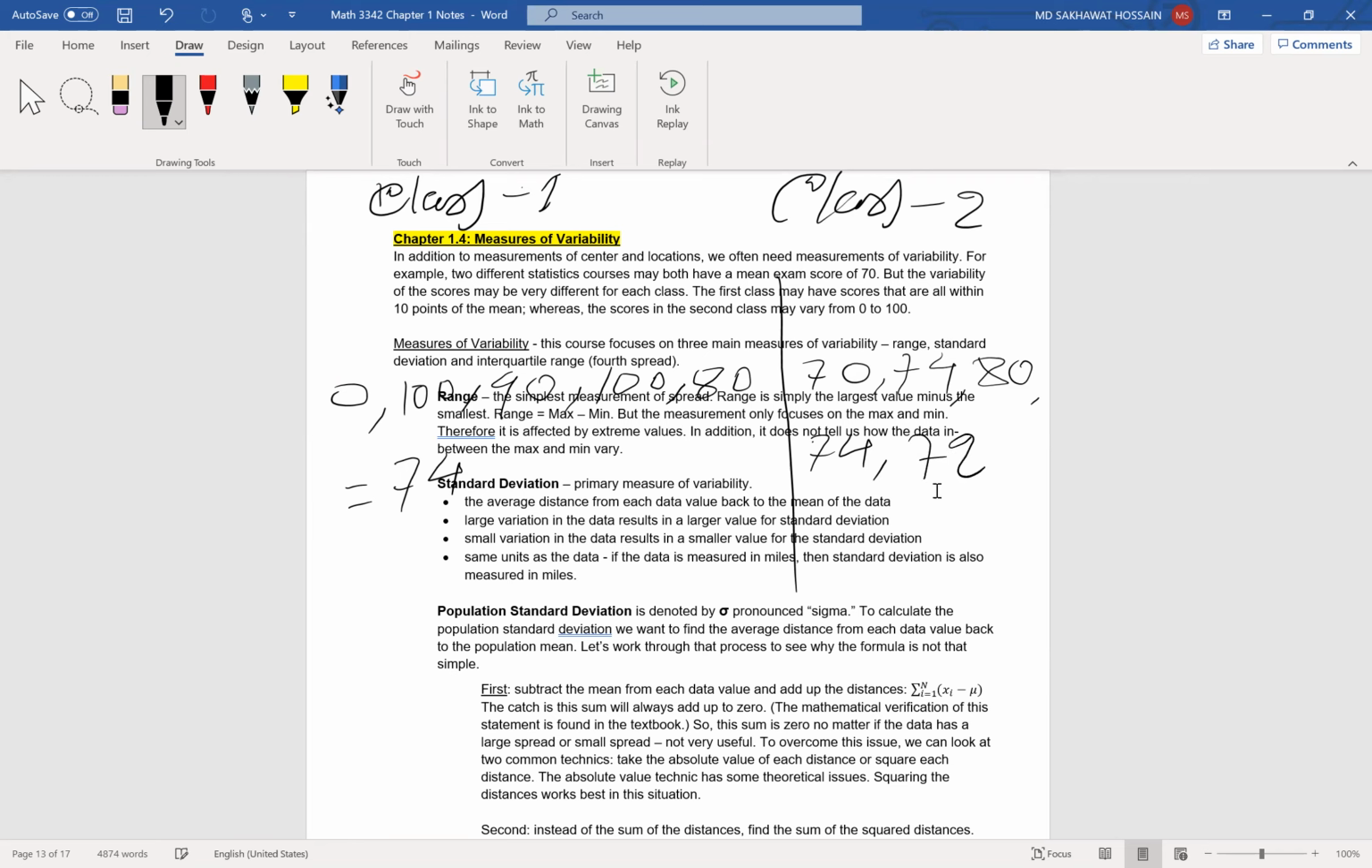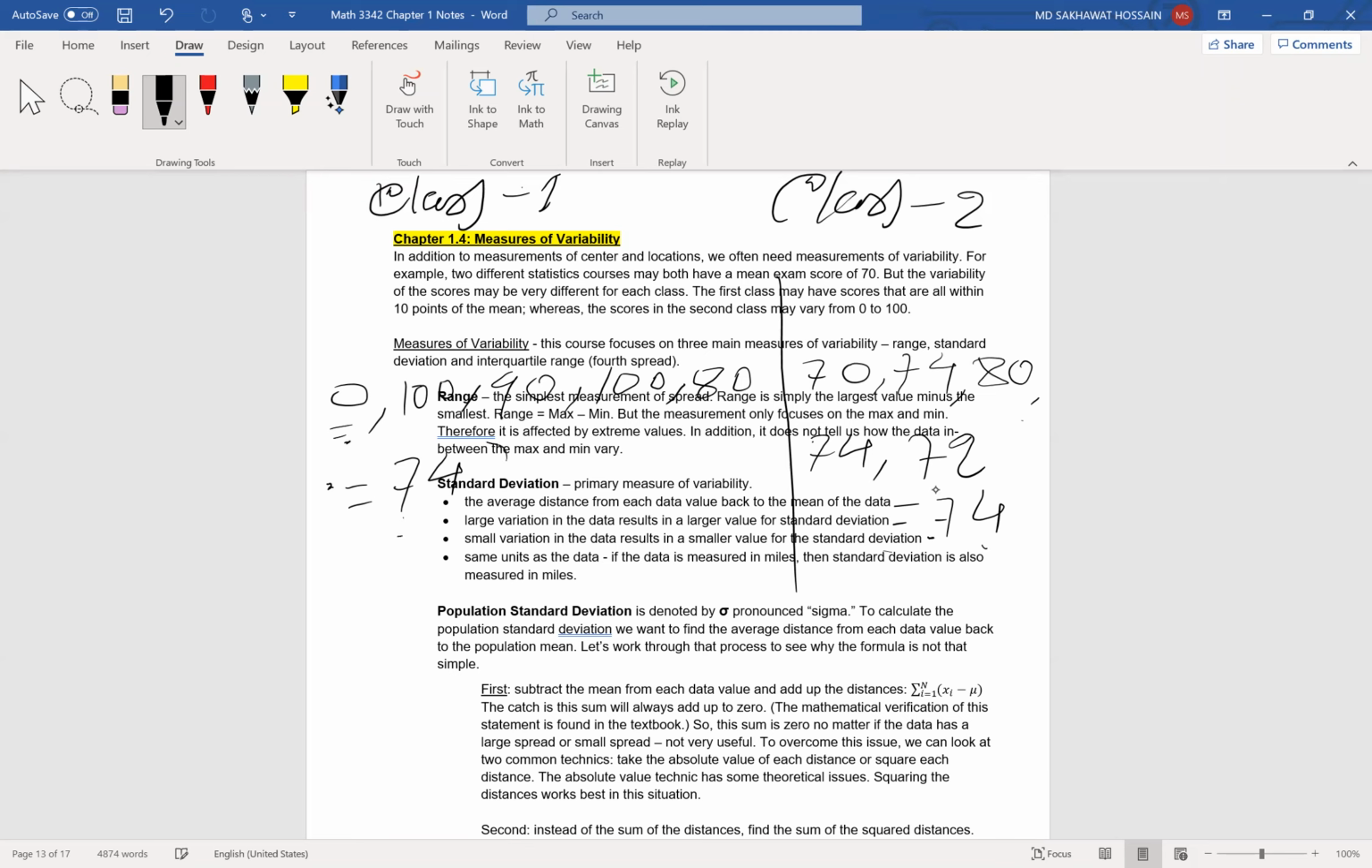And maybe 72. So the average score for this class is also 74. Or we can consider some other example. Now if you look at these two groups of students, you can see that here one student failed in this class. But the average scores for both classes are the same.